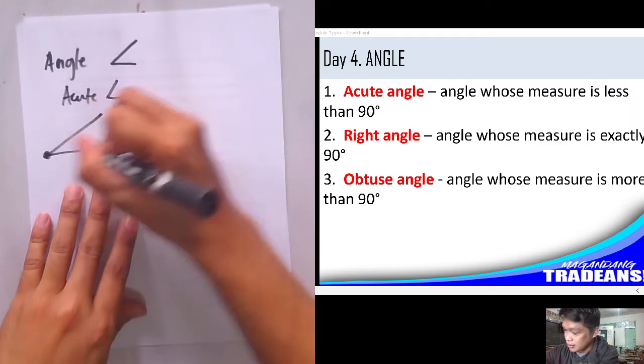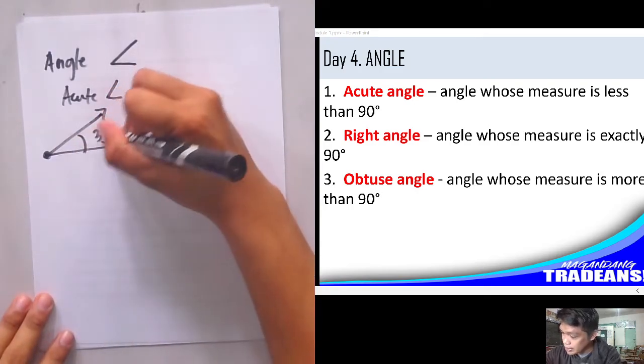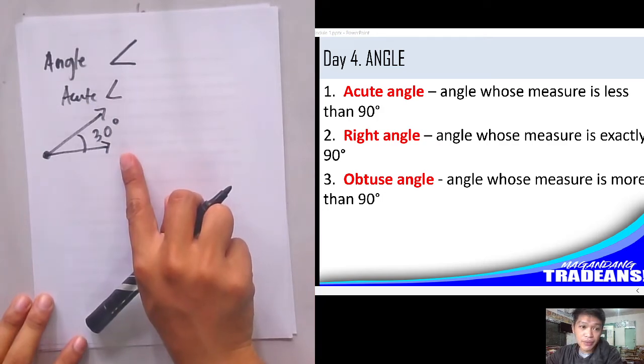Okay, this is the center. This is the first ray, the second ray. So, this one is 30 degrees, less than 90. So, therefore, this is an example of an acute angle.